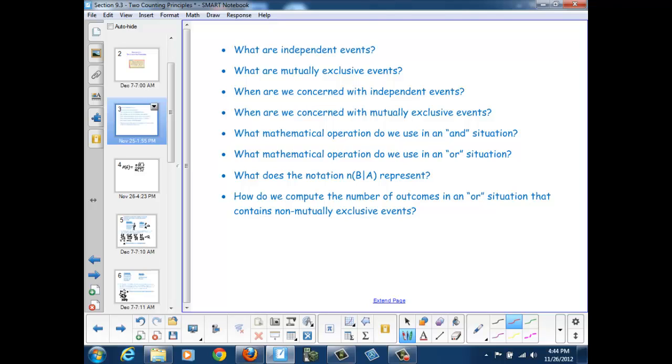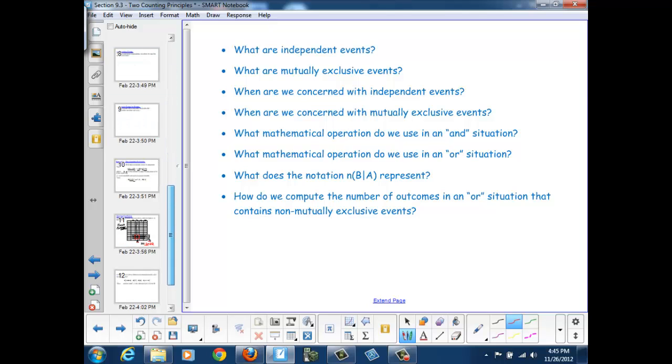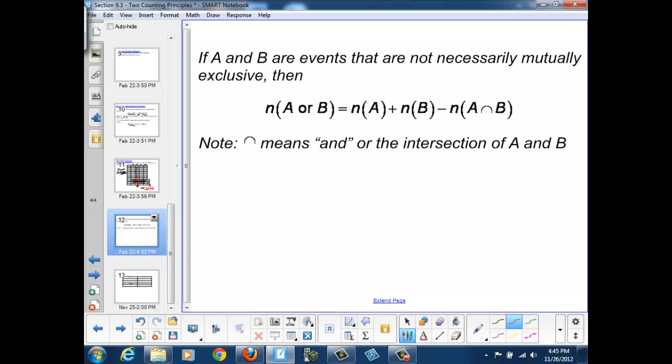Addition. What does our notation here represent? That represents the number of ways that B could occur given that A has already happened. How do we compute the number of outcomes in an or situation that contains non-mutually exclusive events? Well, we take the number of ways that A can occur plus the number of ways that B can occur, and then we subtract the number of ways that A and B could occur, the overlap or double counting.